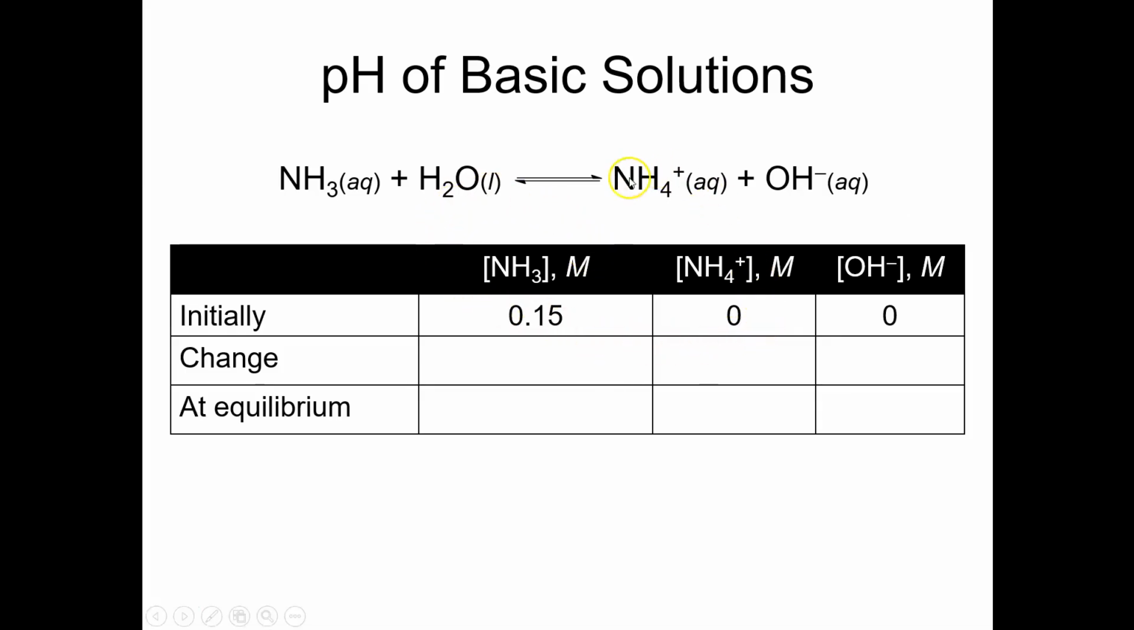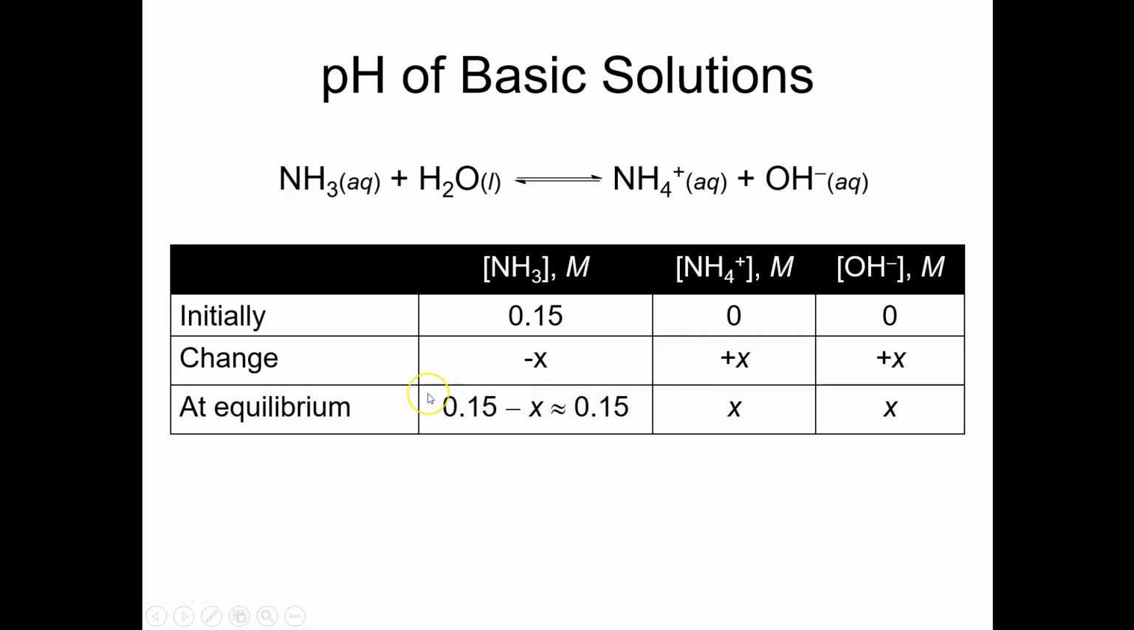The initial concentration of the products is 0, so Q is equal to 0. Therefore, the reaction is going to go forward. All of the coefficients are 1. And so the change in the ammonia concentration is going to be negative X. The changes in the ammonium and hydroxide concentrations are going to be positive X. Therefore, at equilibrium, the concentration of both ammonium and hydroxide is going to be X.